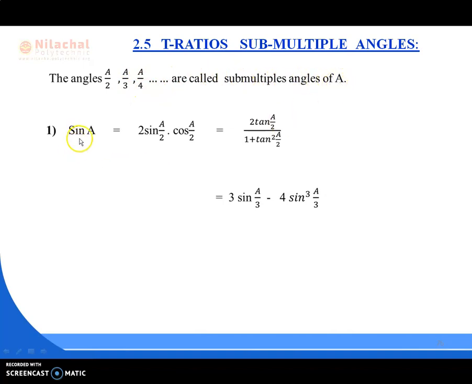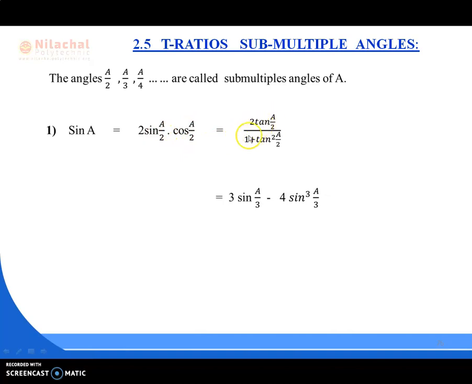Okay. So we know the sin 2 theta formula. Sin 2 theta formula means the sin 2A formula is 2 sin A into cos A. But here we talk not about sin 2A, we talk about sin A. If this is sin A, then what should that be? 2 into sin A by 2, cos A by 2. If this is sin 2A, then 2 sin A cos A. If this is sin A, then we can write 2 sin A by 2 into cos A by 2.